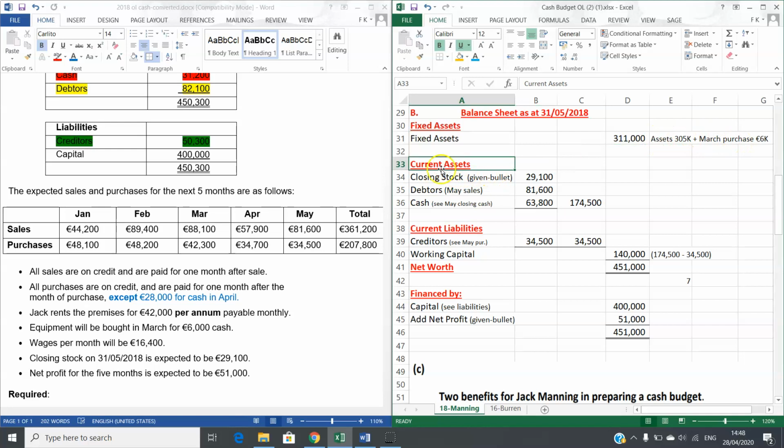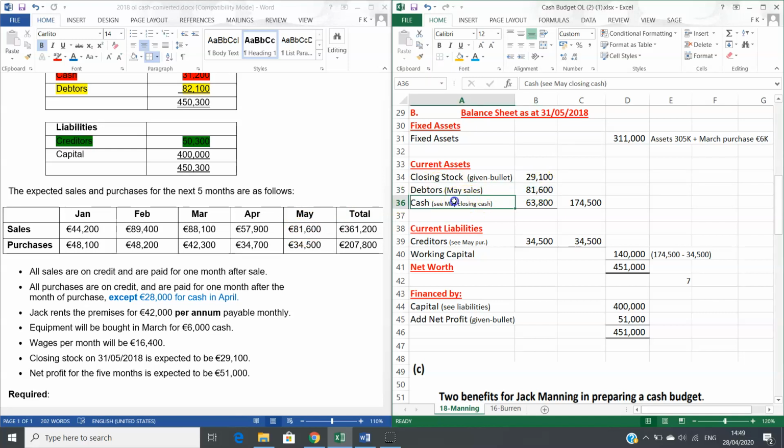The next one is current assets. First entry here is closing stock. Where do we get our closing stock from? Given to us in the question down the bottom, 29,100 euro. Our next one is debtors. So where do we get that from? Our May sales. If you have a look at May sales, it's 81,600. So why is that a current asset? Well, those sales that we made in May, we're going to get in June. So that's why they're a current asset. We're going to get 81,600 in June.